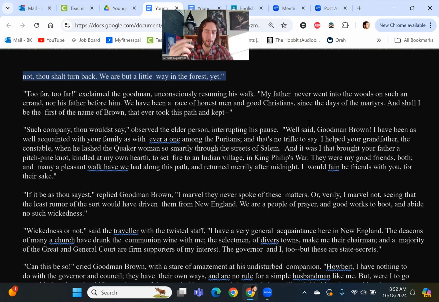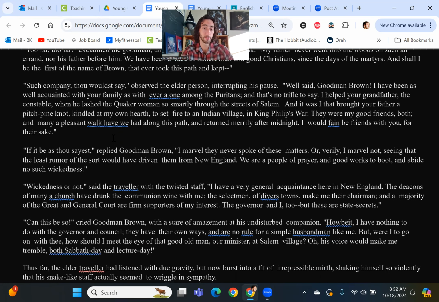We're good people. We never kept such company, thou wouldst sayest, observed the elder person, interrupting his pause. Well said, Goodman Brown. I have been as well acquainted with your family as with ever a one among the Puritans. And that's no trifle to say. I helped your grandfather, the constable, when he lashed the Quaker woman so smartly through the streets of Salem. And it was I that brought your father a pitch pine knot kindled at my own hearth to set fire to an Indian village in King Philip's war. They were my good friends both, and many a pleasant walk have we had along this path and returned merrily after midnight. I would fain be friends with you for their sake.